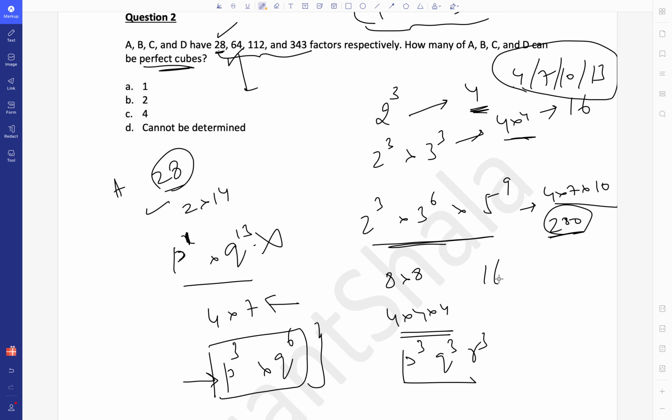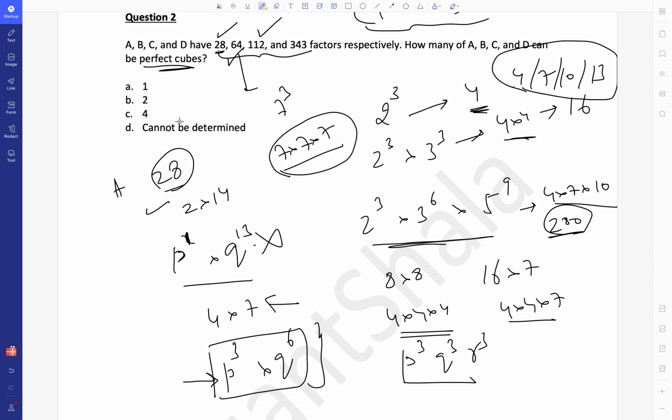Similarly 112 is 16 multiplied by 7, which means 4 into 4 into 7. Again this would be p cube, q cube, r raised to power 6, which can also be a perfect cube. So C is also a perfect cube. It doesn't necessarily need to be a perfect cube, it can be a perfect cube. For D, 343, all of us know is 7 cube, 7 multiplied by 7 multiplied by 7. So again, D can be a perfect cube because the number of factors can be represented in this way. Okay, so the answer in this case will be A, B, C and D. All of them can be perfect cubes, so the answer is 4.